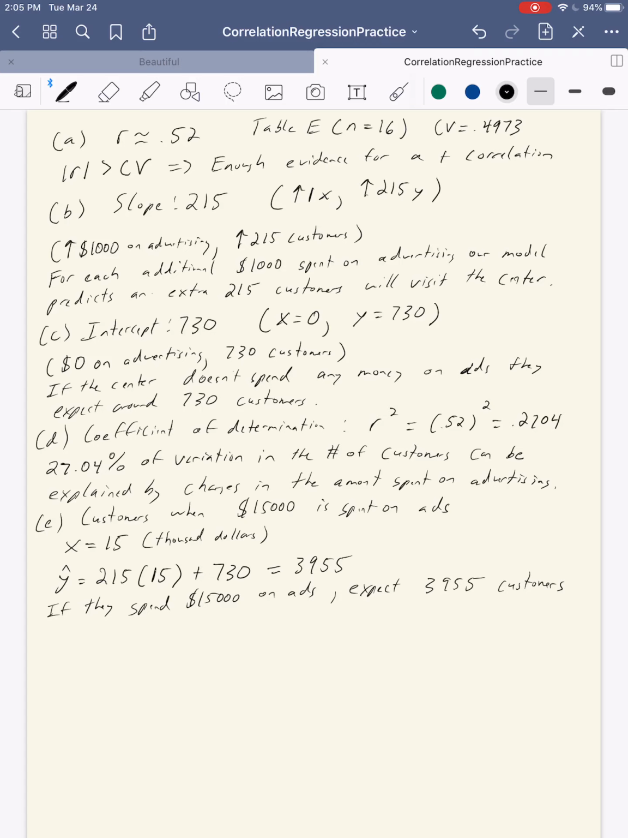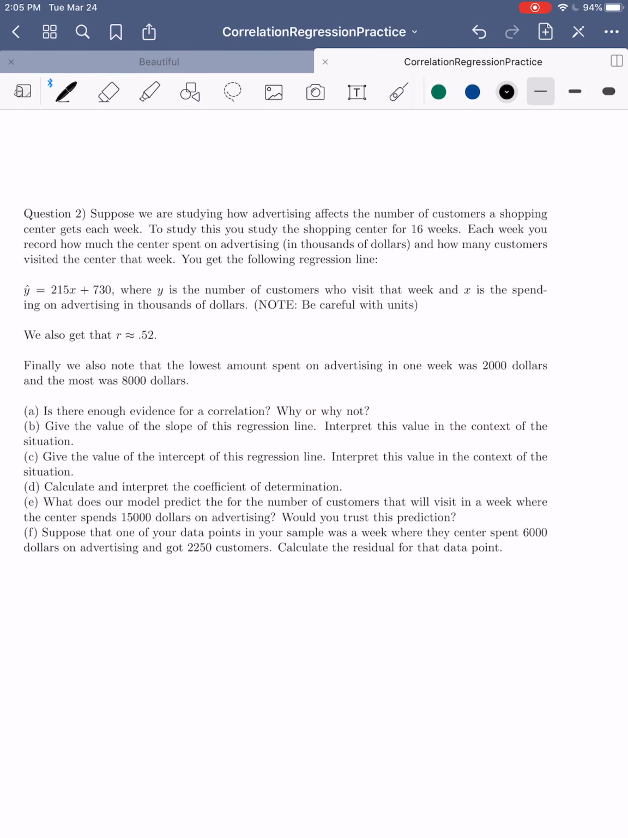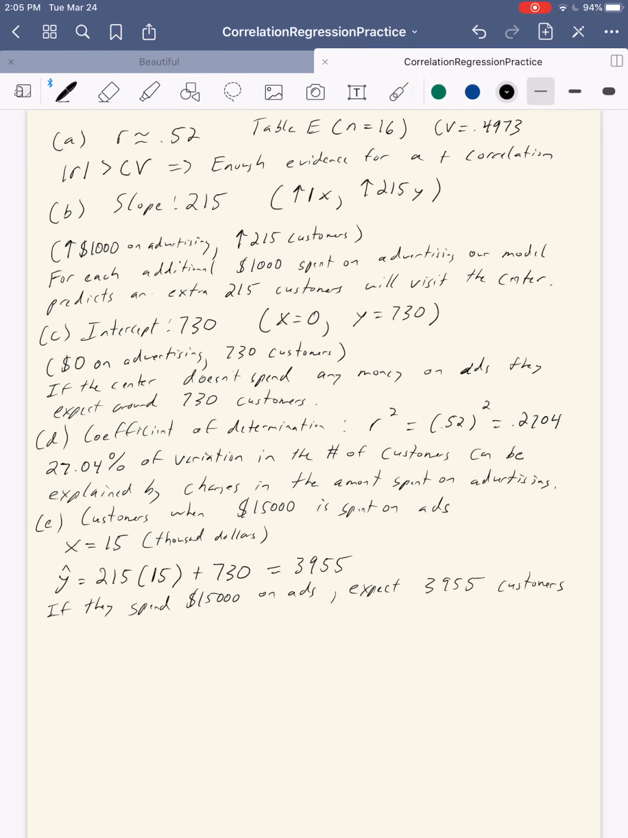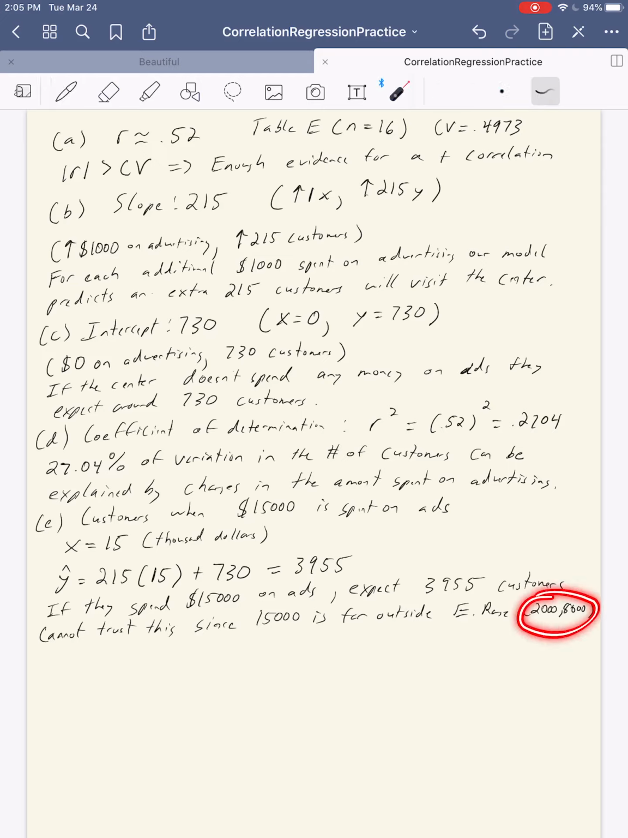Okay, would we trust this prediction? Well, to trust, we have to know the explanatory range. So if we move back to the original question, we can see that they told us the explanatory range. They said that in 1 week, they spent as low as 2,000 or as high as 8,000. So unfortunately, when we're making a prediction about 15,000, we're not able to trust this prediction, since 15,000 is far outside the explanatory range, which was 2,000 up to 8,000. So unfortunately, we just never had a week in our data set that was close to 15,000. While we are able to mathematically plug it into our model, the prediction that we actually get there doesn't necessarily make a lot of sense, nor can we really trust it.